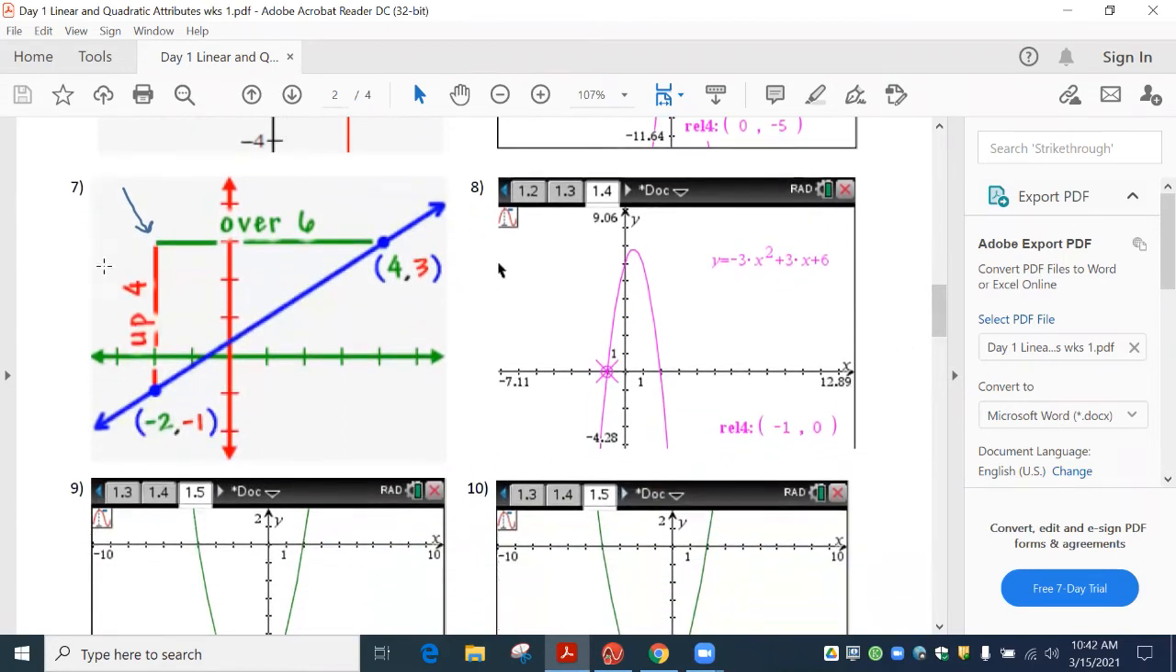All right, number 7. Once again, this is talking about the up and the over. The up and the over. Yes, slope. All right, so very good. This is the slope.